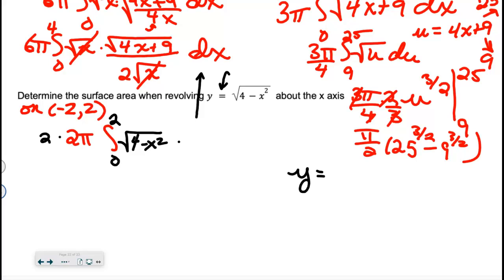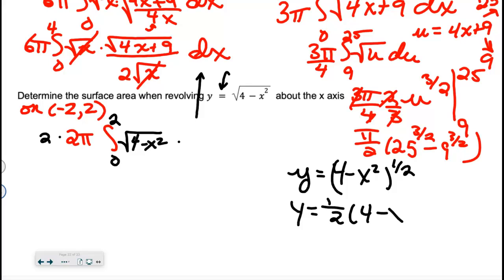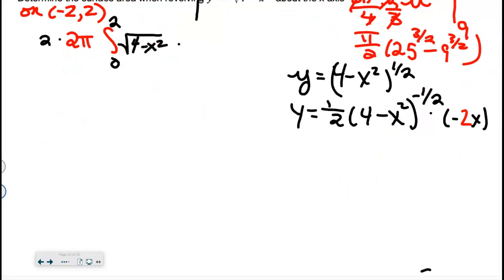What's the outer layer of the chain? 1/2. Yeah, I heard it. What do we do with the power? Let's review the chain rule real quick. It comes out front. We knock it down 1. But then what do I also need to multiply by? The guts. And what would the derivative of the guts be? Negative 2x. Perfect.